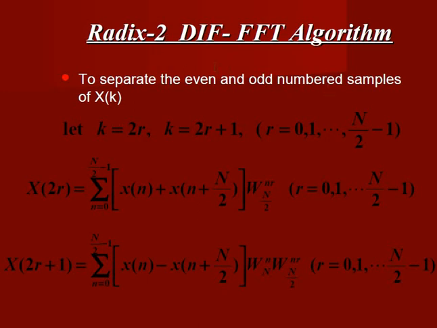That means it is not possible that we go for any number of sequence. 2 to the power 0, that is 1, 2 to the power 1, that is 2, 2 to the power 2, that is 4, 2 to the power 3, that is 8, 2 to the power 4, that is 16, in this way 32, 64, in this way we can go. That's why it is termed as radix 2 algorithm.